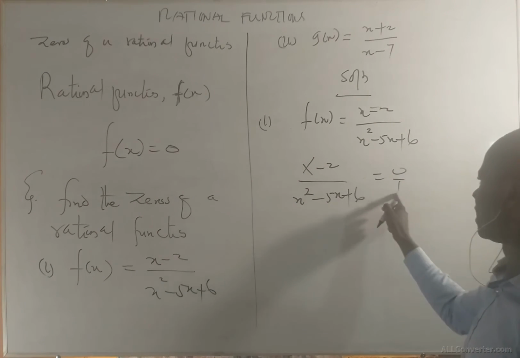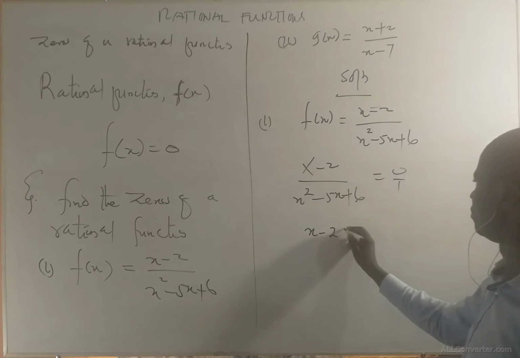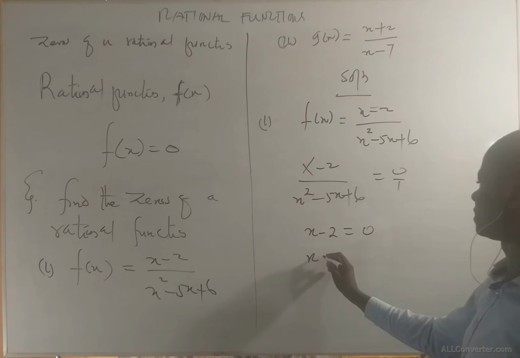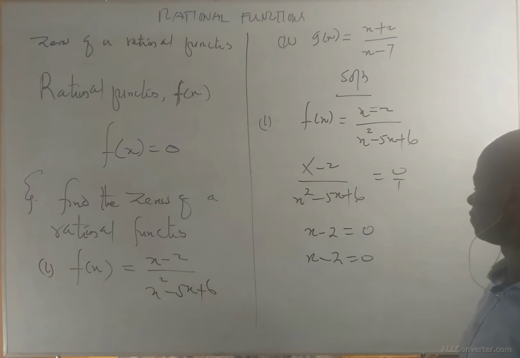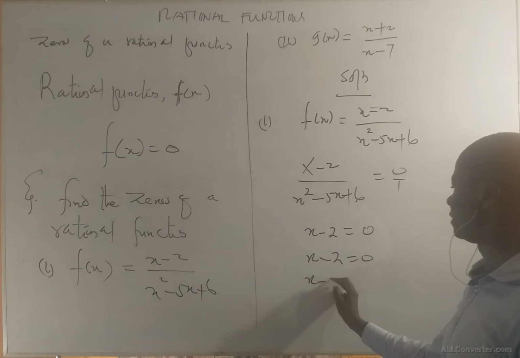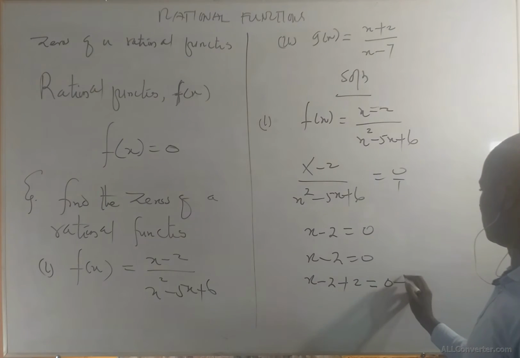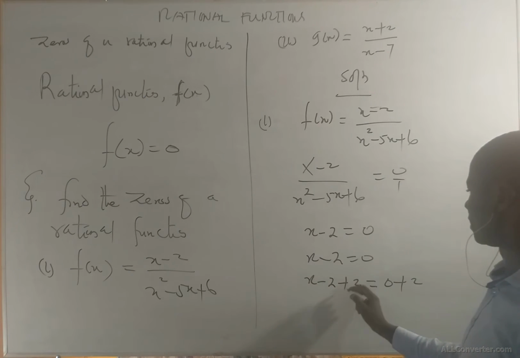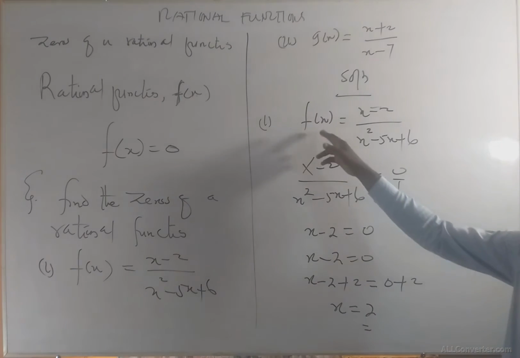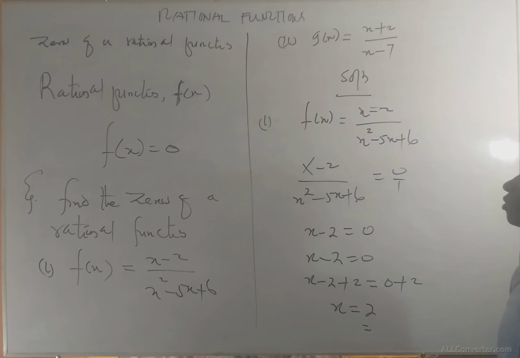x minus 2 times 1 will give us x minus 2, and 0 times all these will give us 0. So we are solving x minus 2 equals 0 for x. The minus 2 becomes plus 2 on the right hand side, or we say adding 2 to both sides. When you add 2 to the left hand side, minus 2 plus 2 gives us 0, so x plus 0 is x on the left, and 0 plus 2 gives us 2. So the zero of this rational function is x equals 2. So that's what we're talking about. When you have to find the zeros of a rational function, just equate the function to 0 and solve for x. That will be all.